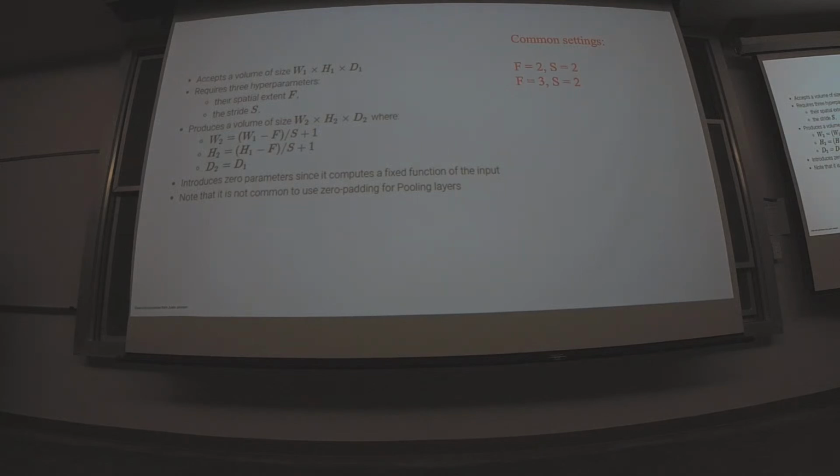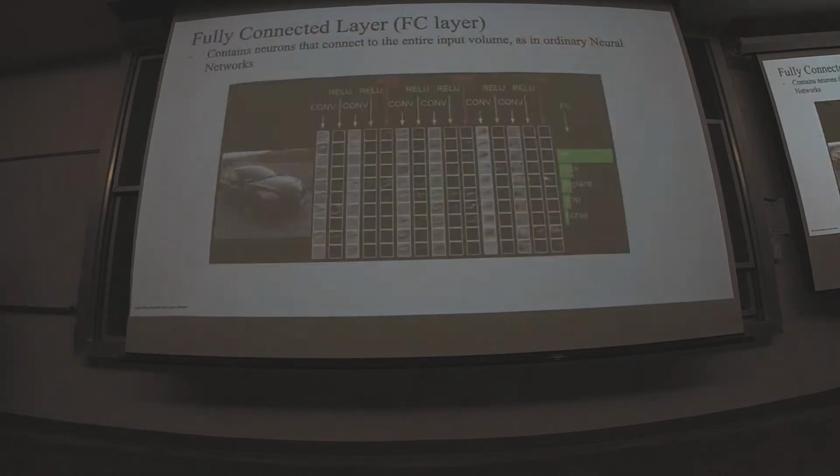So common settings here: a lot of networks don't even have pooling in them anymore, to be honest, but just use stride 2 convolutions to reduce the spatial extent. But when you do see this, the most typical is to do this 2 by 2 with stride 2. So you have these non-overlapping pools, and you use max pooling to replace each with the maximum value. Yeah, and then you do fully connected layers.